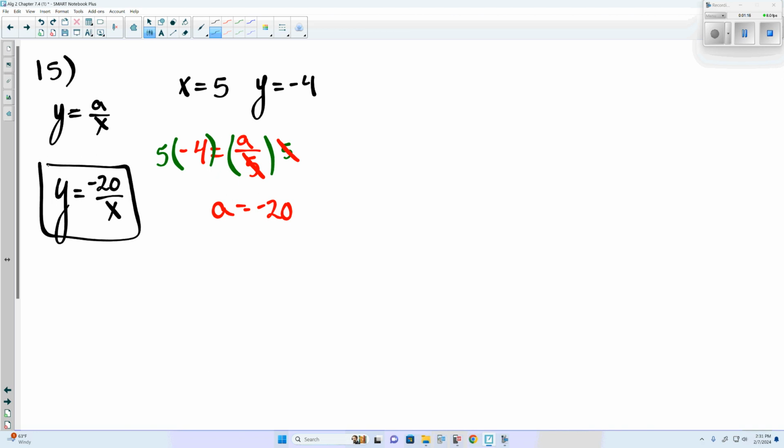Now we need to find the value of y when the value of x is 3. So we plug it in. It's -20 divided by 3. That's it.